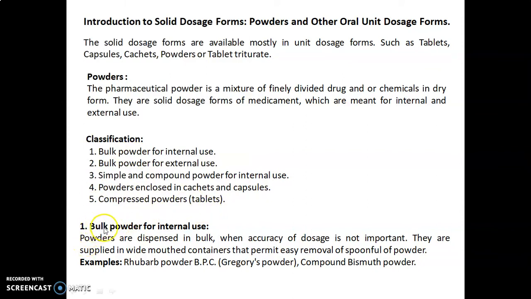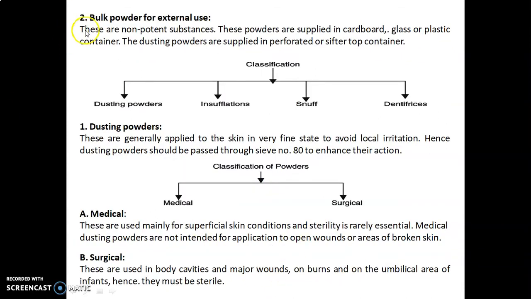So first one we will discuss is the bulk powder for internal use. Powders are dispensed in bulk when accuracy of dosage is not important. They are supplied in wide mouth containers that permit easy removal of a spoonful of powder. Examples of bulk powder for internal use are rhubarb powder, BPC, that is known as Gregory's powder, and compound bismuth powder. Second one, that is bulk powder for external use.